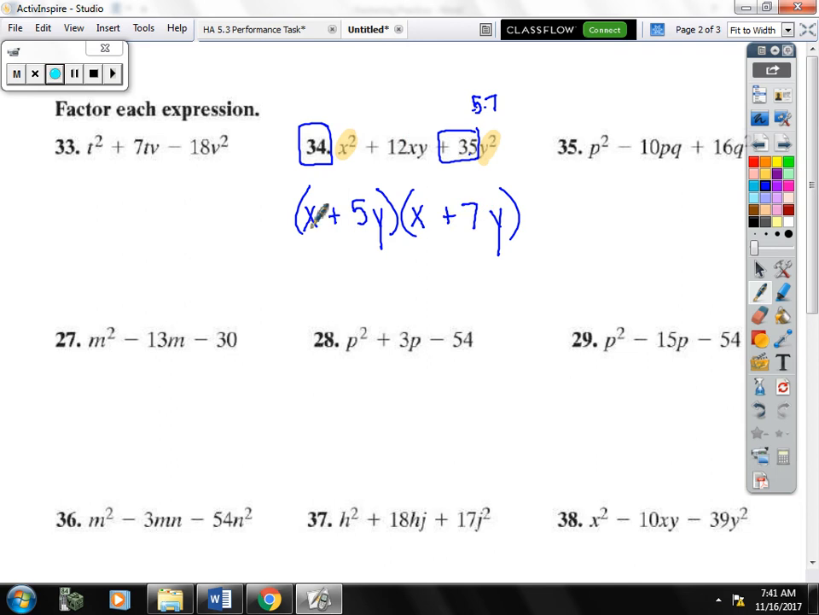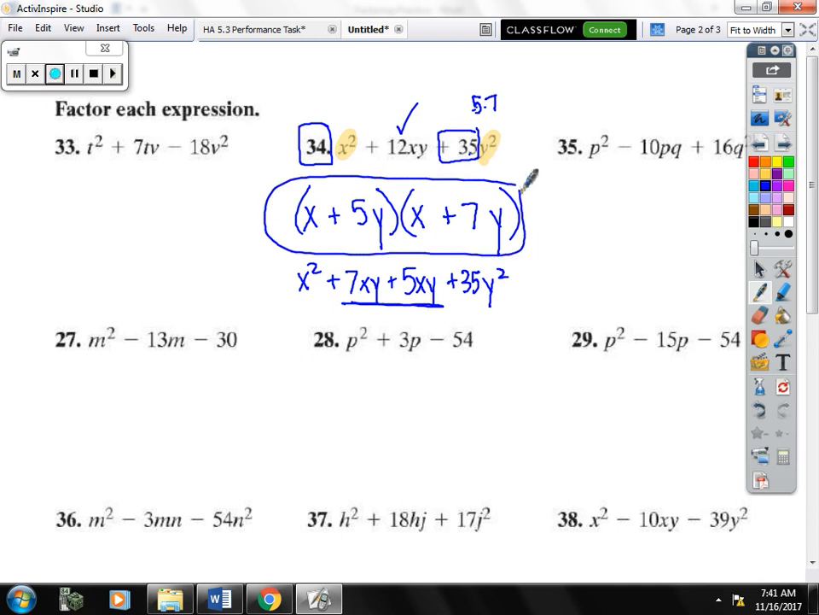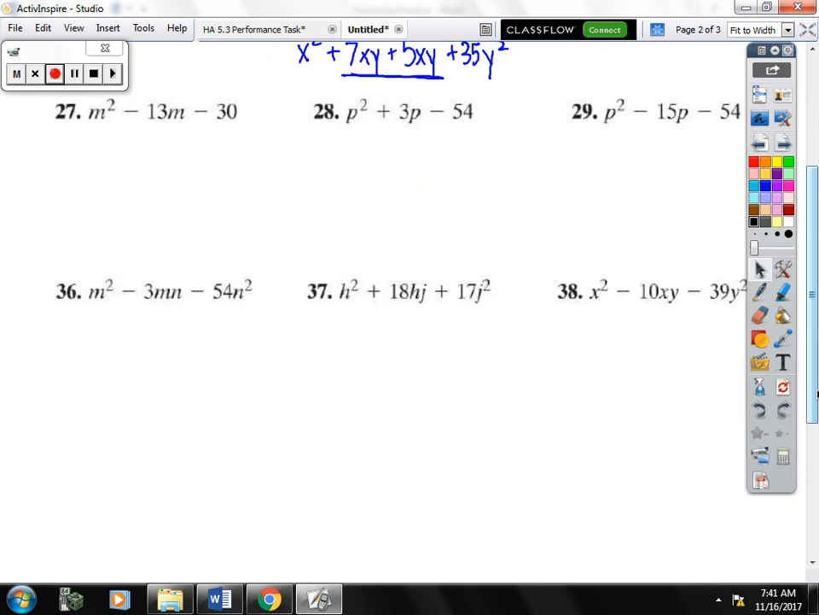And then you'll see we'll get x squared plus 7xy. Now you can write it as yx or xy. I usually put it in alphabetical order because multiplication is commutative. You can switch those around. Plus 5xy, plus 35y squared. Again, when we add our like terms together in the middle, we will get 12. So this is our final answer. All of the other problems should be exactly the same, so give them a try, and we'll see how you do tomorrow.